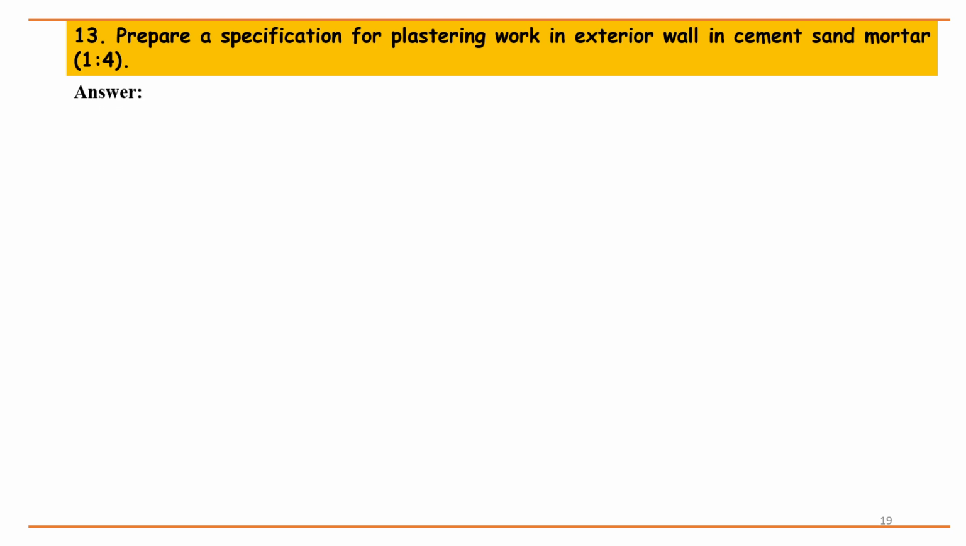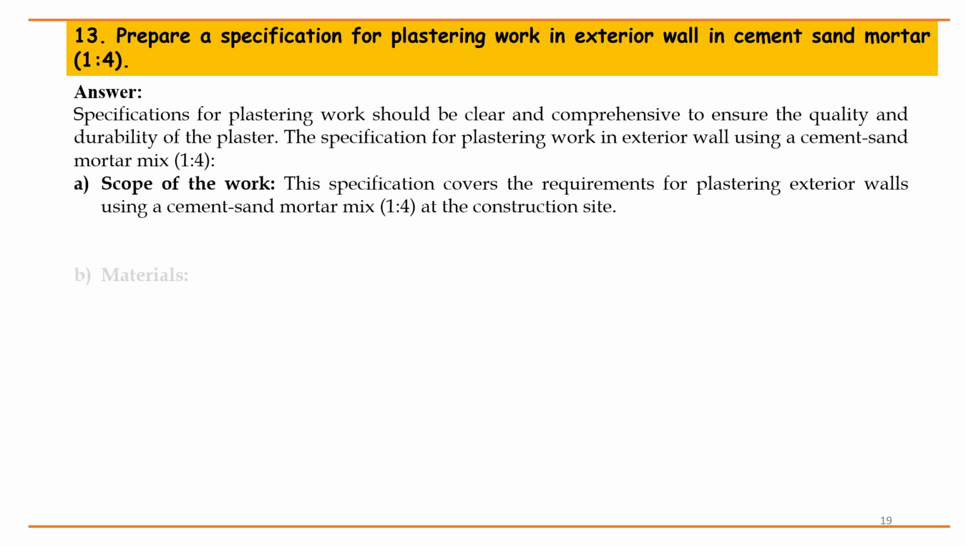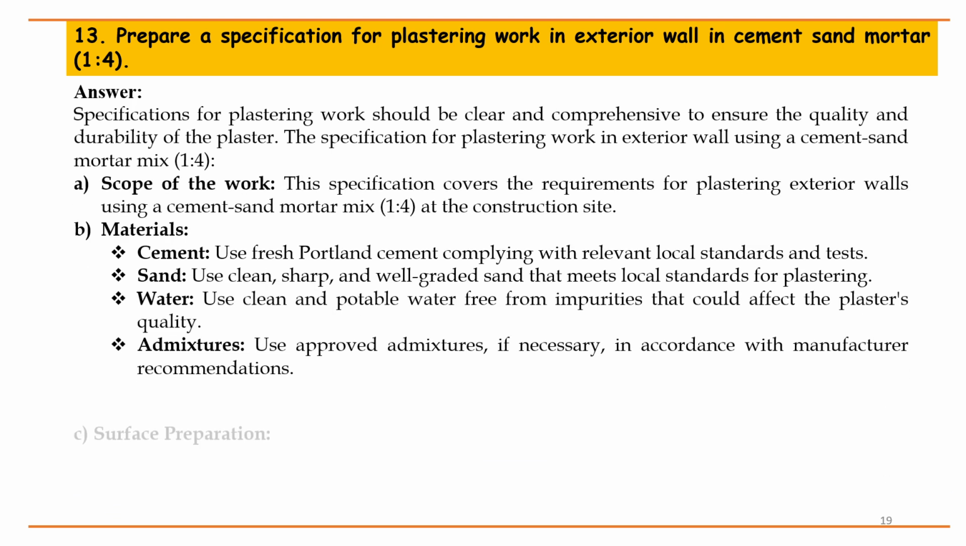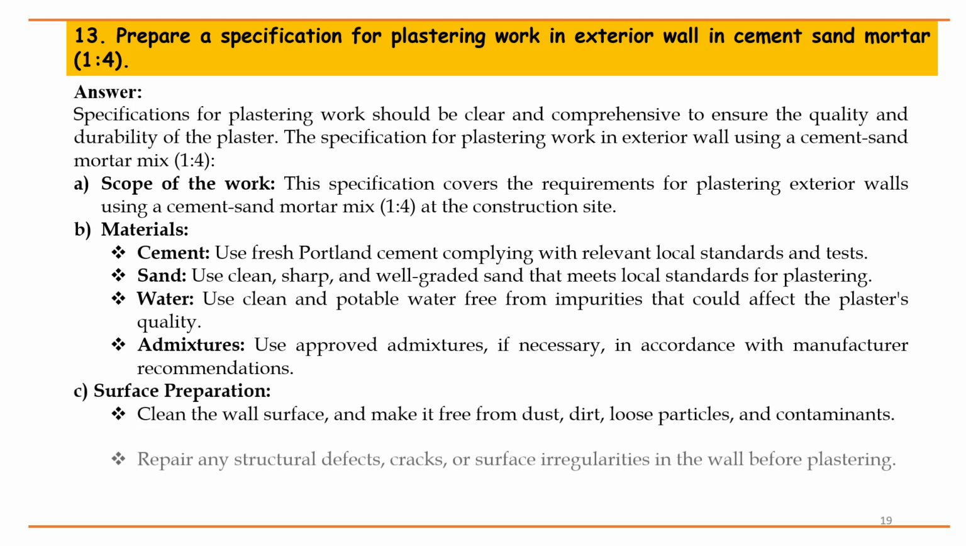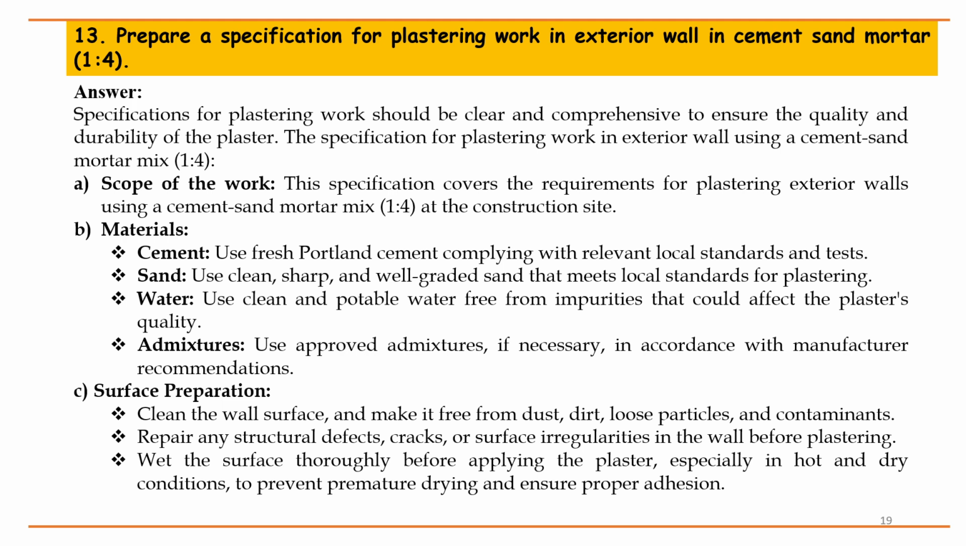13. Prepare a specification for plastering work in exterior wall in cement sand mortar 1:4. Answer: Specifications for plastering work should be clear and comprehensive to ensure the quality and durability of the plaster. The specification for plastering work in exterior wall using a cement sand mortar mix 1:4. A. Scope of the work. This specification covers the requirements for plastering exterior walls using a cement sand mortar mix 1:4 at the construction site.